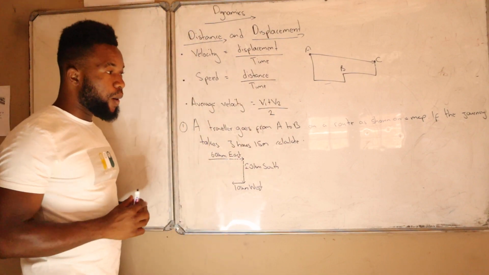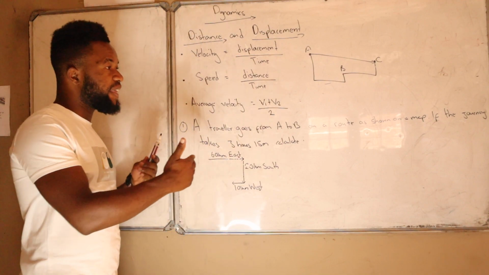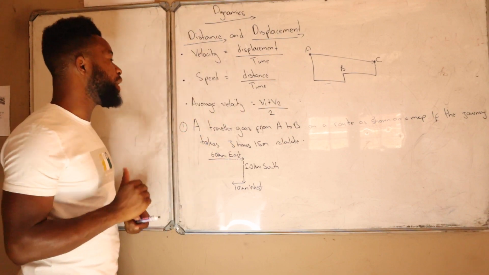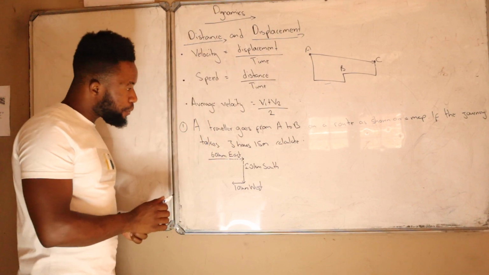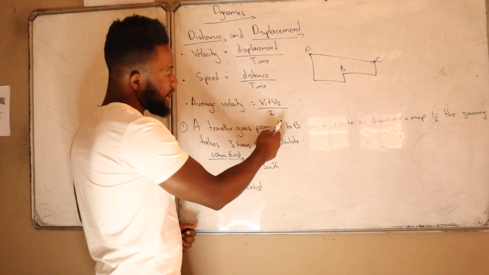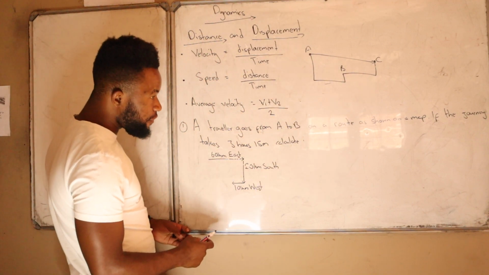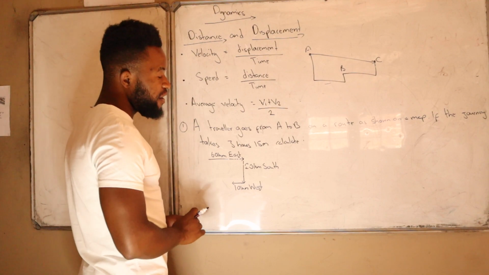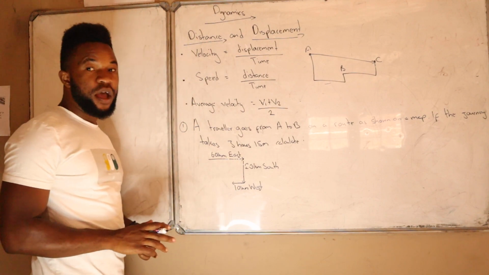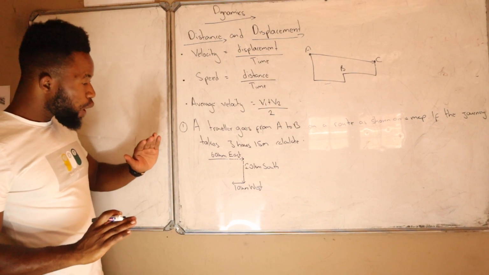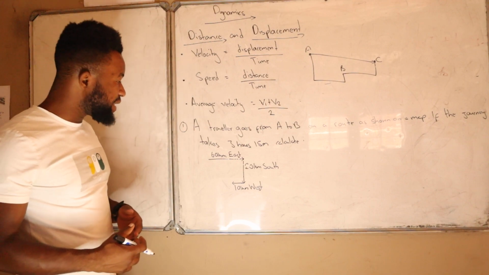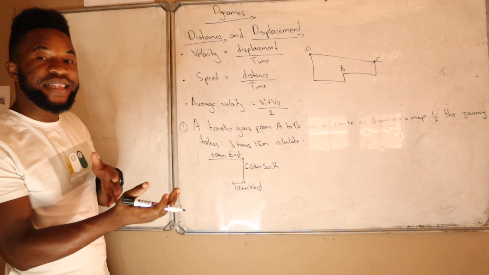Okay, let's go to our example for today so we can see how to apply this to a question. They're saying, on the board: a traveler goes from A to B on a route as shown on a map. If the journey takes 3 hours, 15 minutes, calculate the following. So you are given a traveler who is traveling in a certain direction.